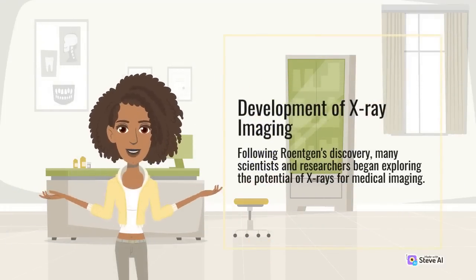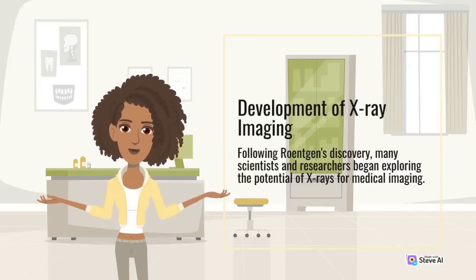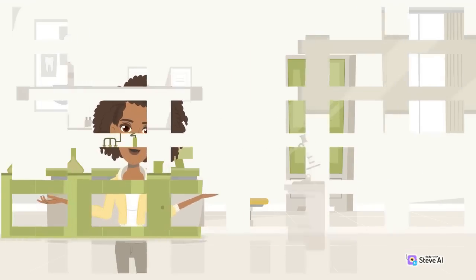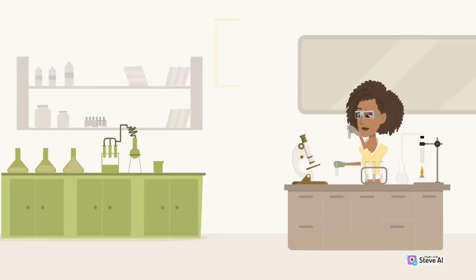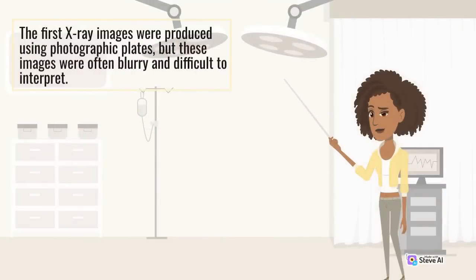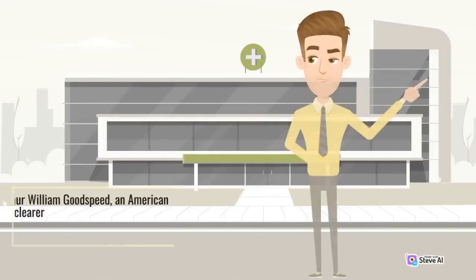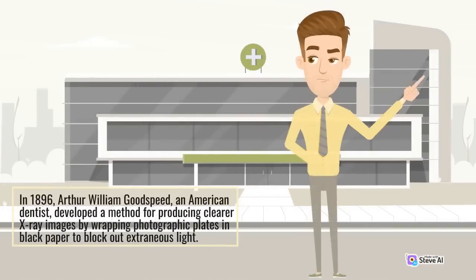Development of X-ray imaging. Following Röntgen's discovery, many scientists and researchers began exploring the potential of X-rays for medical imaging. One of the key challenges was developing a method for producing clear and accurate X-ray images. The first X-ray images were produced using photographic plates, but these images were often blurry and difficult to interpret. In 1896, Arthur William Goodspeed, an American dentist, developed a method for producing clearer X-ray images by wrapping photographic plates in black paper to block out extraneous light.